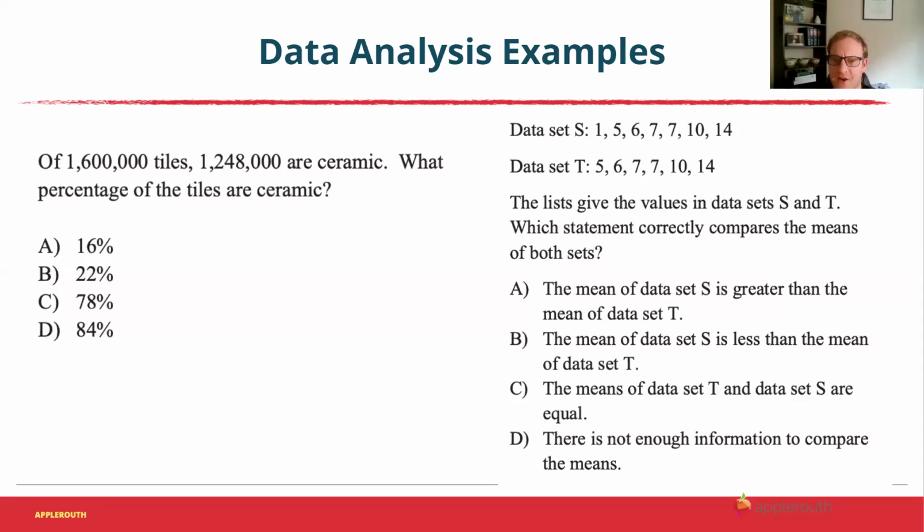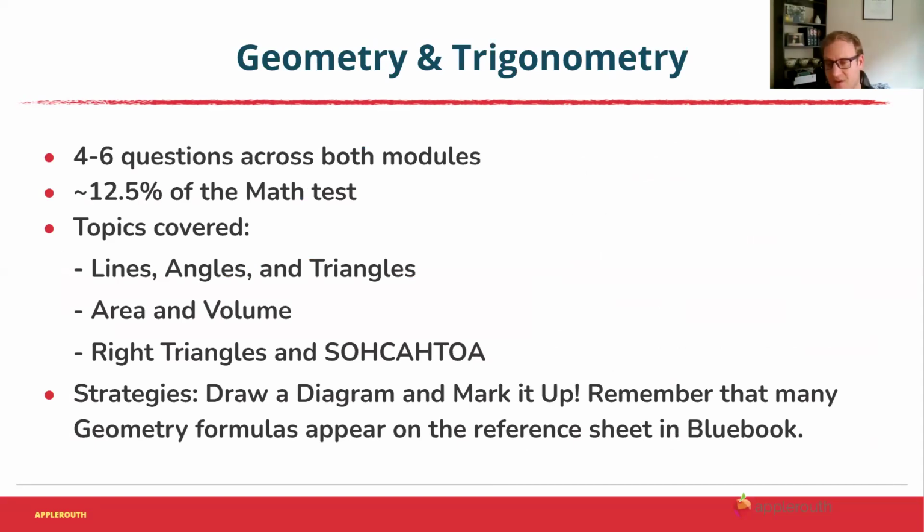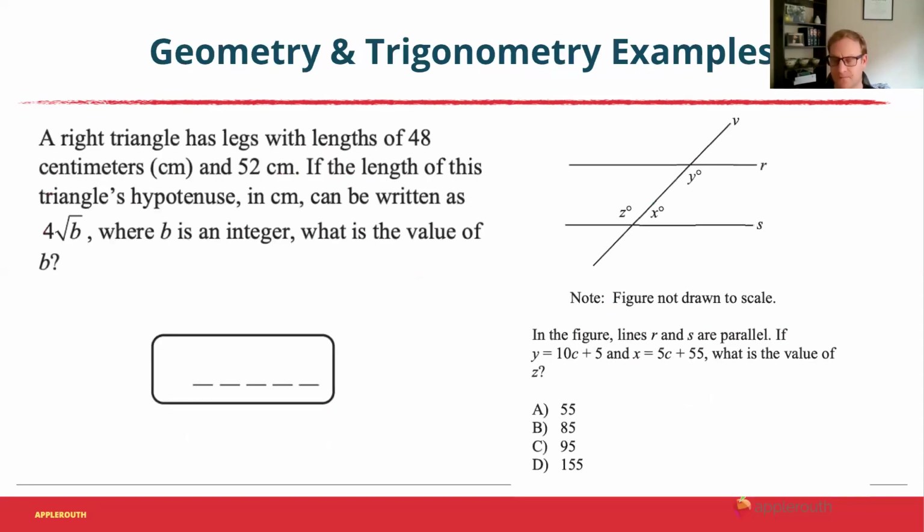And then the final category is geometry and trig, which is a lot of people's least favorite and the scariest for many. Lines, angles, especially right triangles, so Pythagoras, but also the special right triangles, SOHCAHTOA, and then perimeter, area, and volume. Remember those formulas and make sure you draw it out, would be my guidance on geometry. And here are two examples.